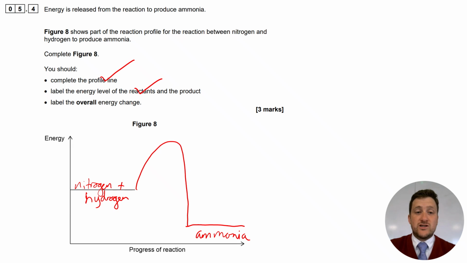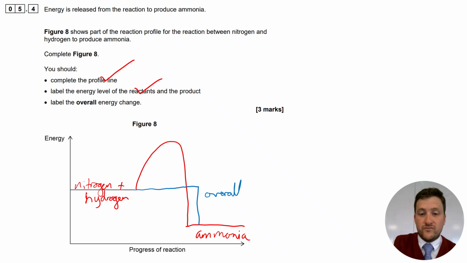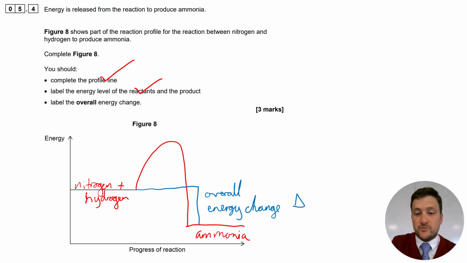We have the final one, which is label the overall energy change. Well, the overall energy change is from here and it goes down, and this is overall energy change. Now, you may have learned it in different ways. Sometimes you learn it as delta H. That's not a problem. For this, I would say, because they've said overall energy change and they've put in bold overall, I would actually write those words just to absolutely fit it.